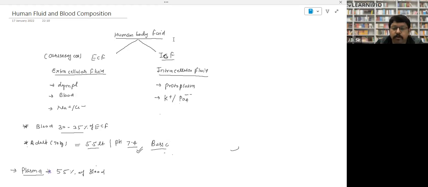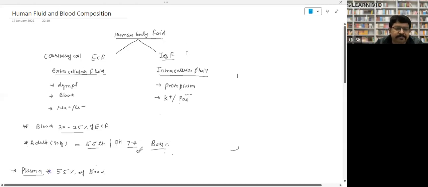We talk about the blood, and extracellular fluid is rich with sodium and chloride. Fine, that is the property. These elements, these ions or minerals, have been asked in medical examinations, right? So the ECF is rich with sodium chloride, potassium phosphate, potassium chloride, and all that. That combination.